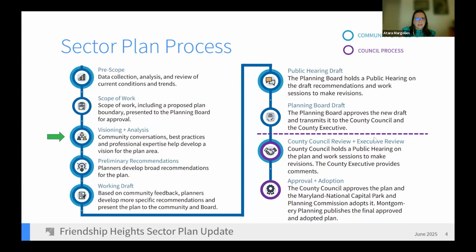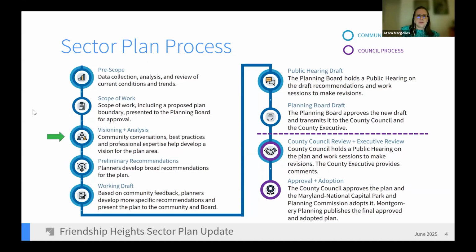Here's a diagram of the sector plan process. It's quite a long process with a lot of steps, and this diagram represents 2 to 2.5 years of a process. We're still relatively near the beginning. We started our pre-scope stuff in the fall of 2024 with some community engagement and just trying to meet people, get the word out about the plan. We got the scope of work approved in February, which includes approving the boundary for where we'll do the work.